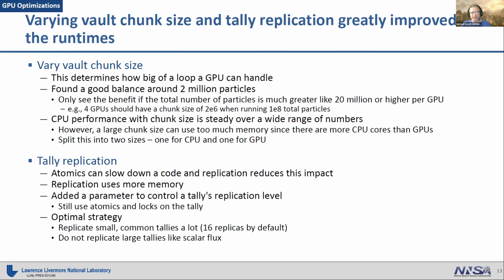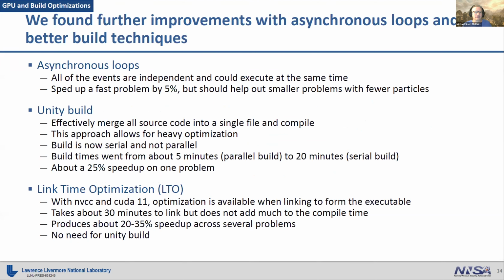The tally replication, we found for scalar flux we didn't need to replicate; atomics were fine. But for common tallies, like we count number of segments or number of fissions, we found 16 replicas actually seem to do pretty well for that. So we do 16 replicas with atomics, and things seem to speed up for that.